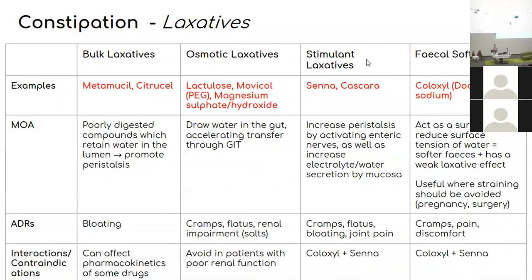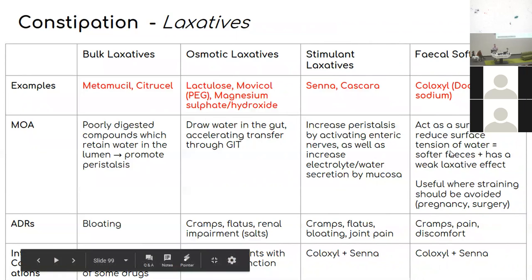And then stimulant laxatives, Senna is the main one, which pretty much just increases peristalsis of your gut. And you will always see Senna with Coloxyl, a fecal softener. Every old person on the wards has this, so you'll see it everywhere. So Coloxyl is just a fecal softener, will just reduce the surface tension.